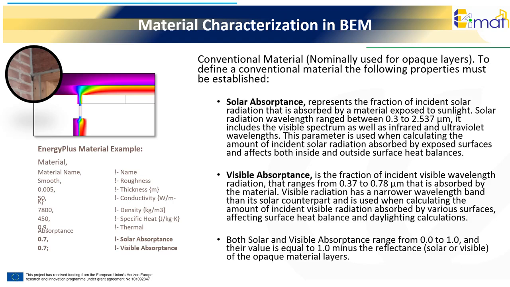Visible absorptance is the fraction of incident visible wavelength radiation that ranges from 0.37 to 0.78 micrometer, weighted by photopic response, that is absorbed by the material. Visible radiation has a narrower wavelength band than its solar counterpart, and is used when calculating the amount of incident visible radiation absorbed by various surfaces, affecting surface heat balance and daylighting calculations. Similar to solar absorptance, it ranges from 0.0 to 1.0, and it is equal to 1.0 minus visual reflectance of the material, for opaque layers.